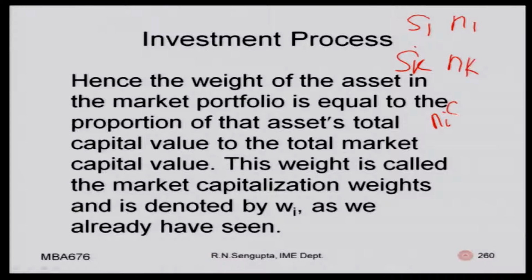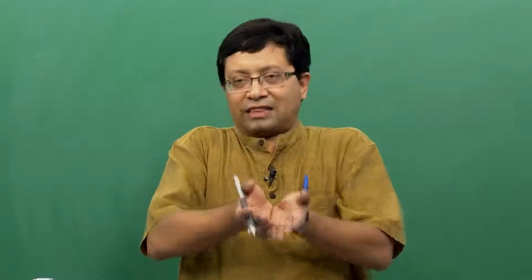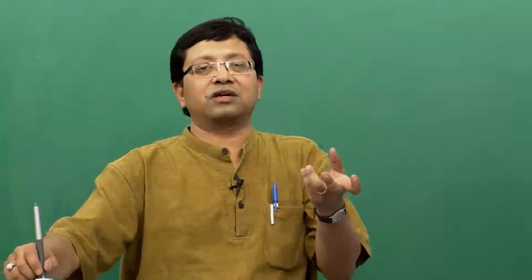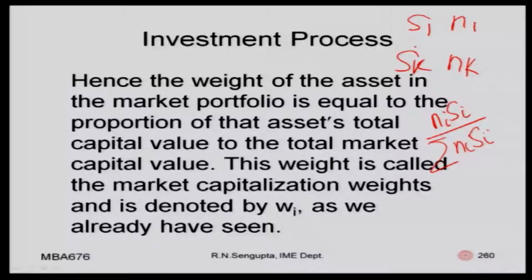Ni multiplied by Si is the total amount which I am investing in the asset, divided by the summation of Ni into Si, which means I multiply the number of stocks I have bought in each particular stock by the price of the stock, and that is the total amount of investment I have, which goes in the denominator. The numerator is the proportion of that particular asset which I am going to invest in that particular stock. Coming back to the continuation of what the slide says, it is equal to the proportion of the asset's total capital value to the total market value. The weight is called the market capitalization weight and is denoted by Wi, which we have been discussing.